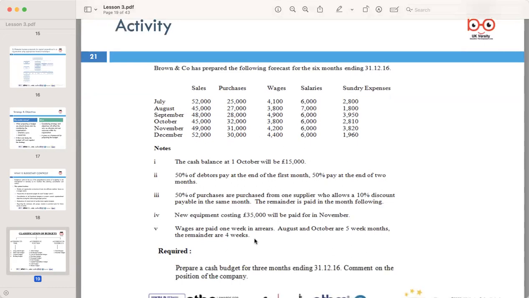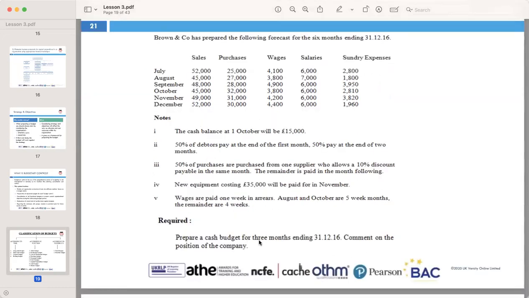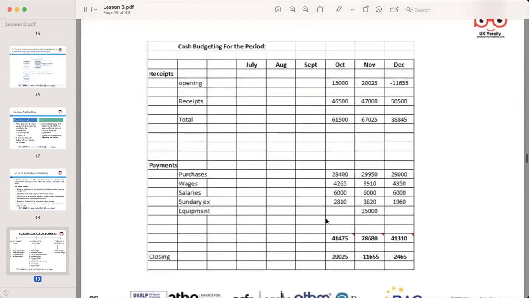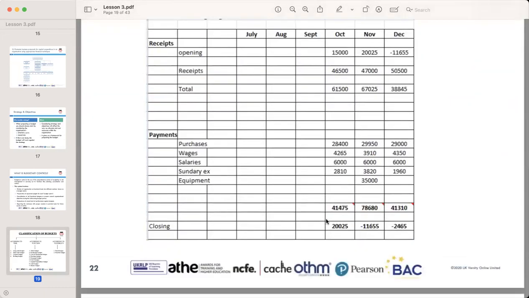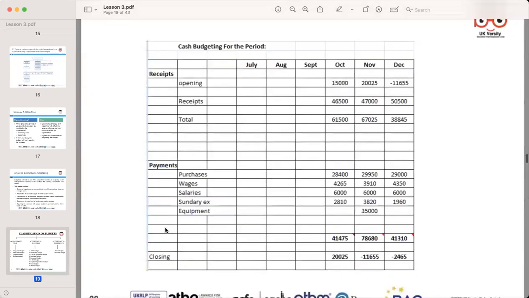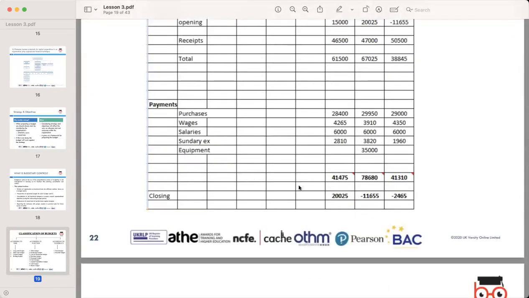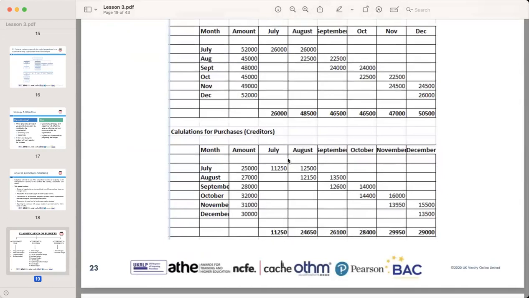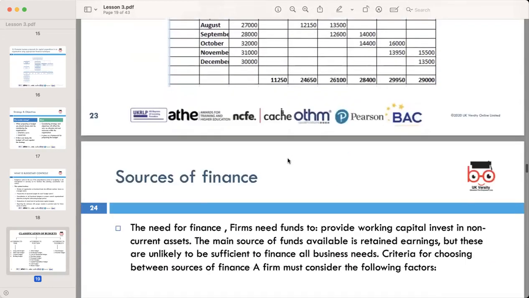So August and October's are 5. Required: prepare a cash budget for 3 months ending 31st of December. Comment on the position of the company. So here, you can see as well, receipts, then payments, then closing. Okay. Here is calculating the sales and calculating the purchases.